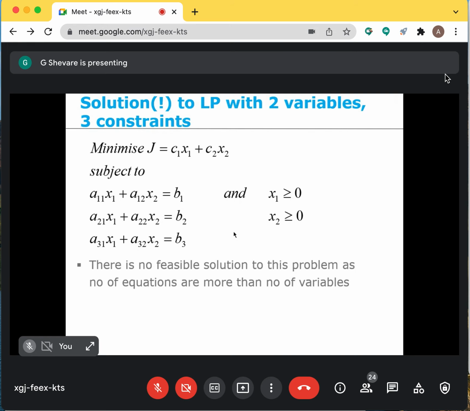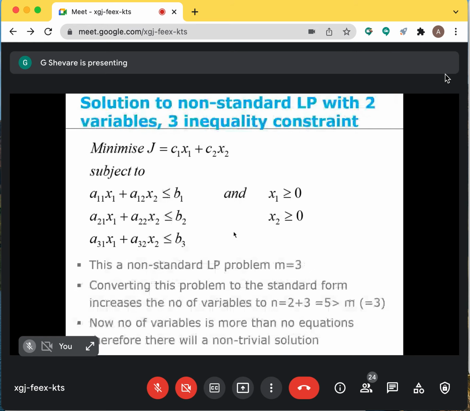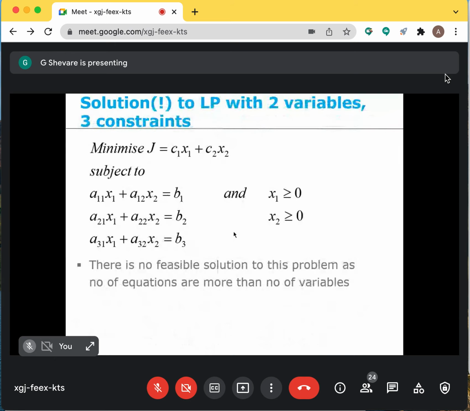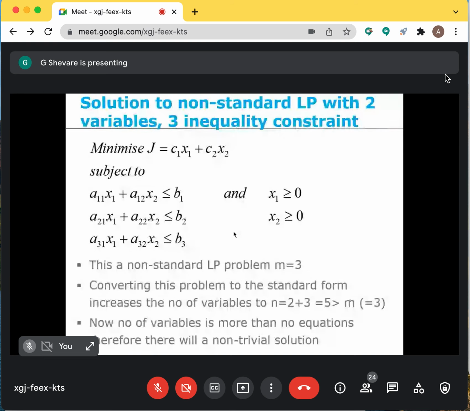So this is hardly a thing for which we can have a solution. But instead of this problem, which has equality constraints, let us look at the same problem with three inequalities instead. Will the solution to this problem exist?